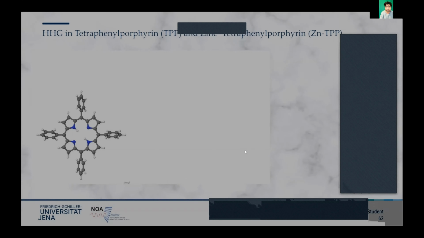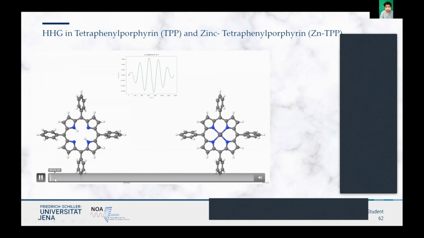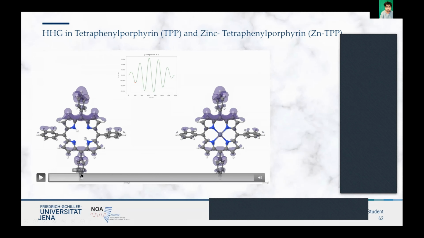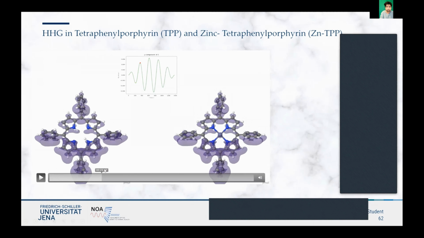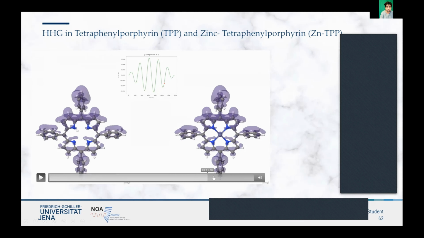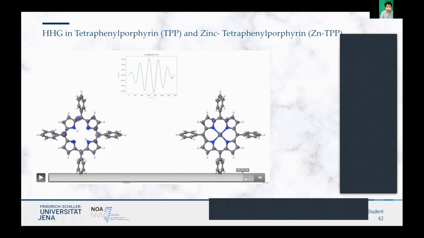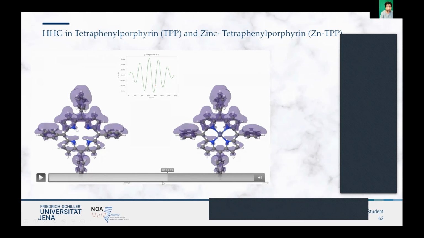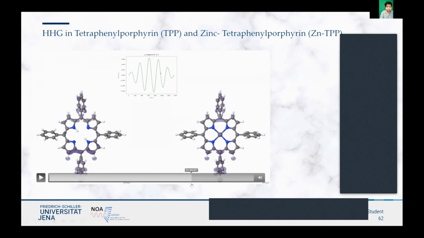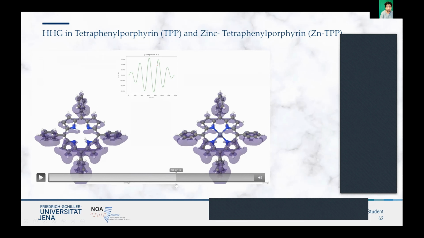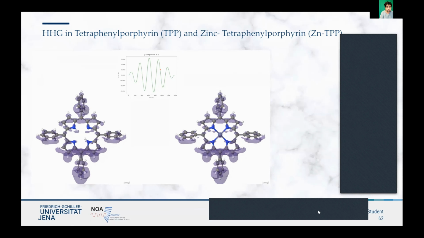And here it is. So if you want to have a closer look at the excitations, or how the electron density behaves under the influence of the electric field, you can perform such simulations and get these kinds of animations. And from these animations already, you can see that both ZN-TPP and TPP act so similarly under the electric field that we hardly see any difference in their harmonic spectrums, and similar is the case here.